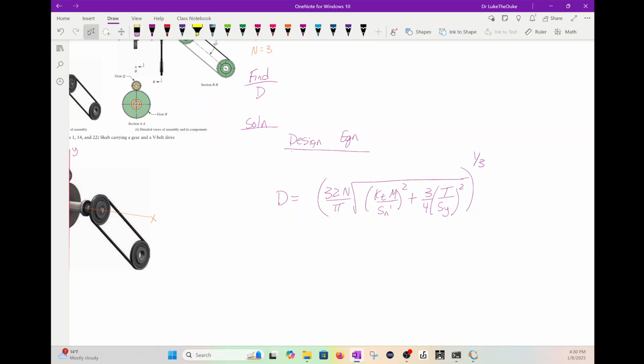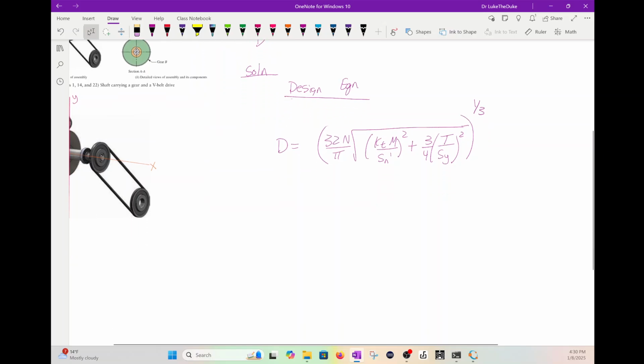So what we're going to do is find the shear and moment diagrams, find the max moment, assume a KT, and find the torque. In order to do this, we need to find forces. So this is where we're going to start. We're going to find forces on gear B.